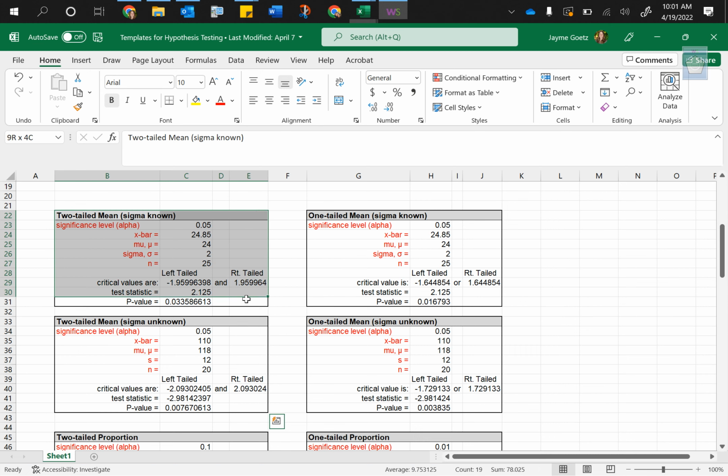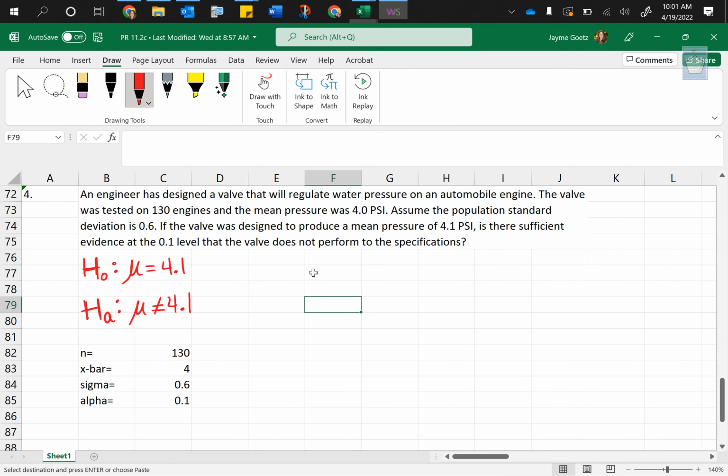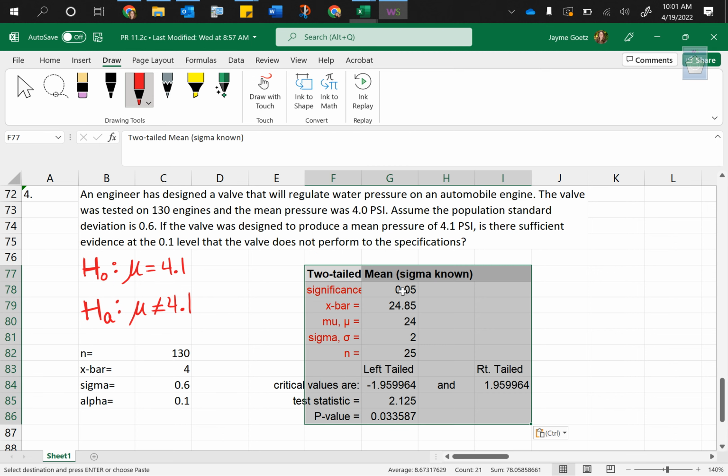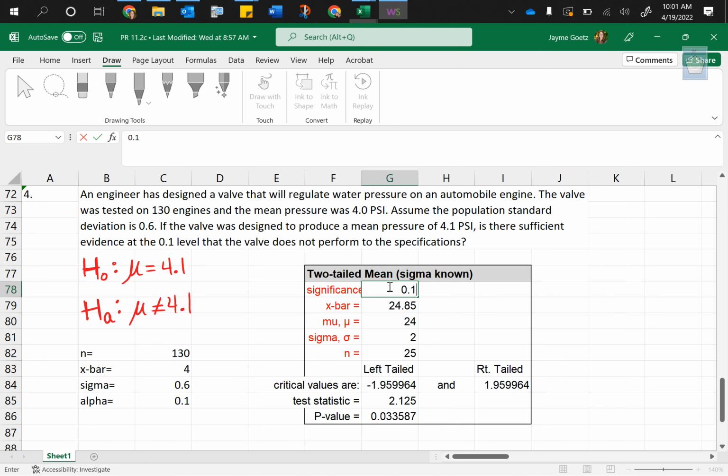Let's go ahead and copy that template. Two-tailed mean, sigma known. Then we're just going to put in all of our information. So what is my significance going to be here? 0.1, very good. Be careful, that's 0.1, not 0.01. Okay, be careful with those zeros. What's my x bar going to be? 4. What's my mu? 4.1. Sigma, 0.6, very good. And my n value, 130.